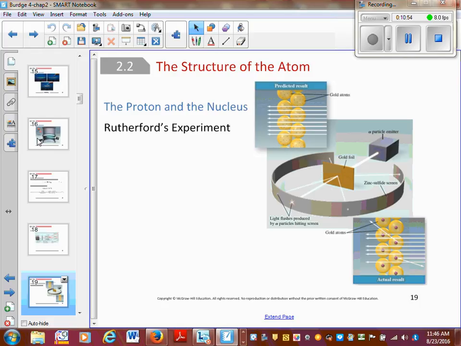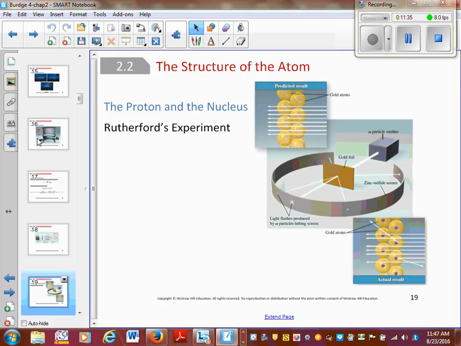He put gold foil, and he put a zinc sulfide screen, which is like a photographic plate. It lights up when it gets hit. Zinc sulfide is a phosphor. And he shined alpha particles at the gold foil. And guess what? Most of them didn't bounce back. Most of them went right through. The gold foil's a solid. Well, that led to the theory that atoms aren't solid.